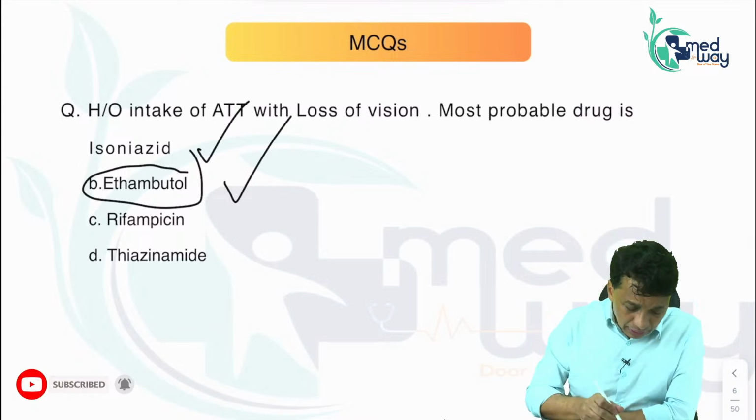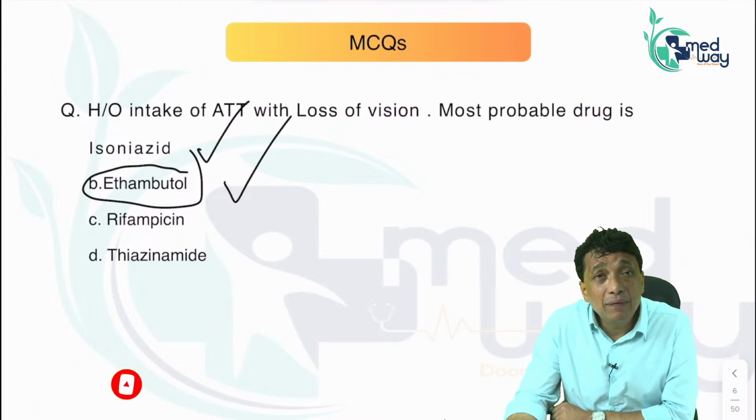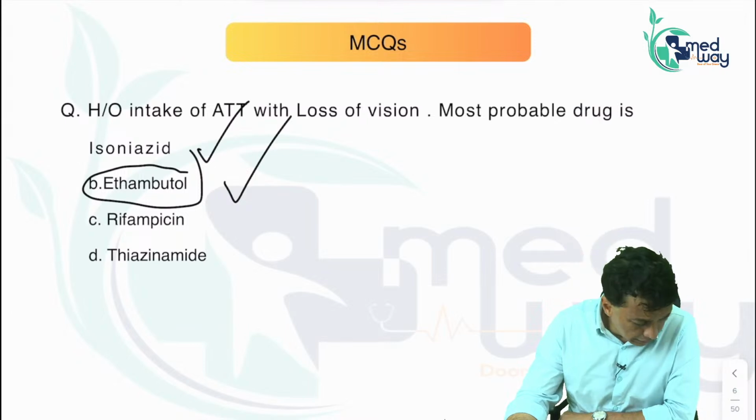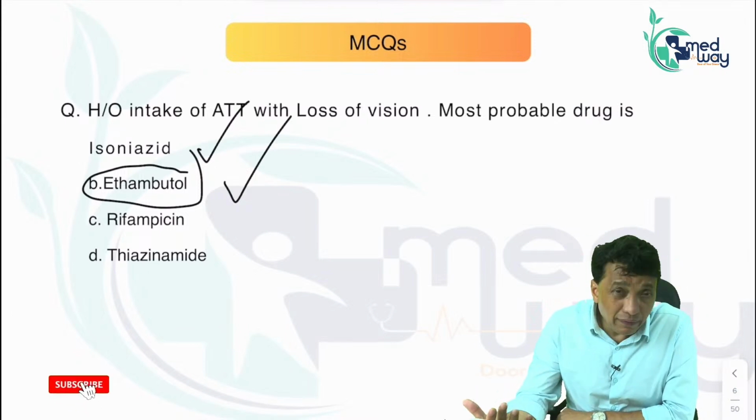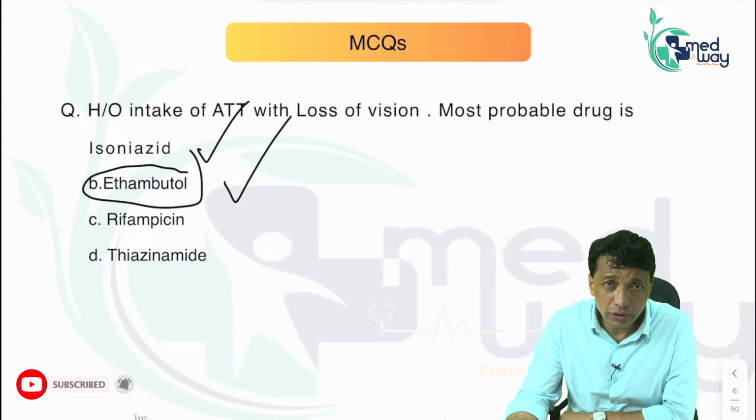Okay, but the most common is ethambutol. So if you have a choice, ethambutol, go for it. Go for ethambutol, and if you don't have ethambutol, you can go for INH. That also causes loss of vision.